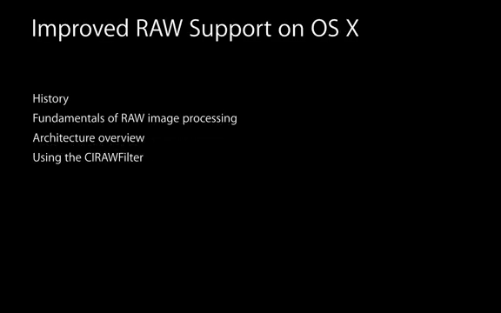So that's the bulk of my conversation today. The last thing I want to talk about is improvements that we've made to RAW support on OS X. So let me talk a little bit about our RAW support. I'll talk about our history, fundamentals of raw image processing, some architectural overview, and how you can use this great filter we have called the CI RAW filter.